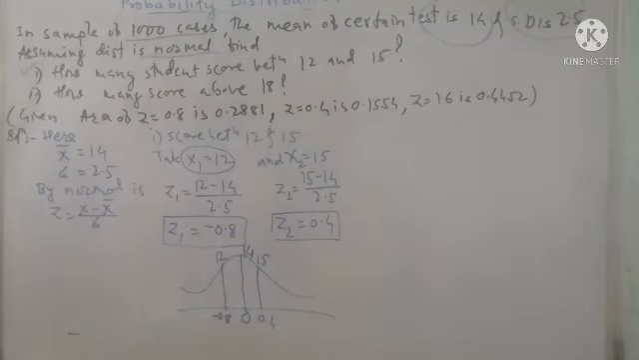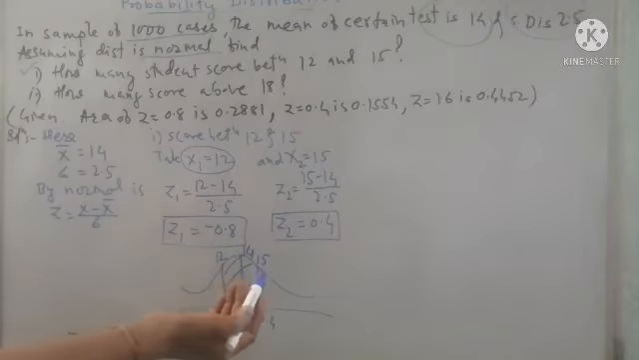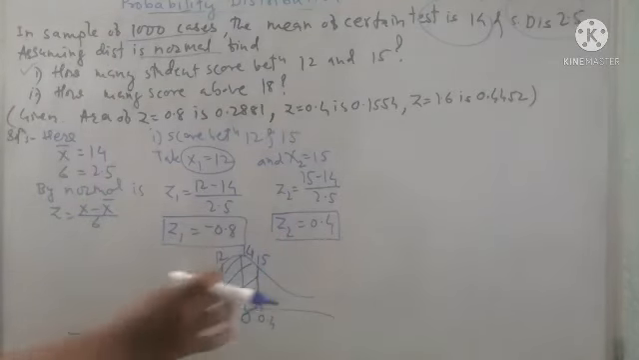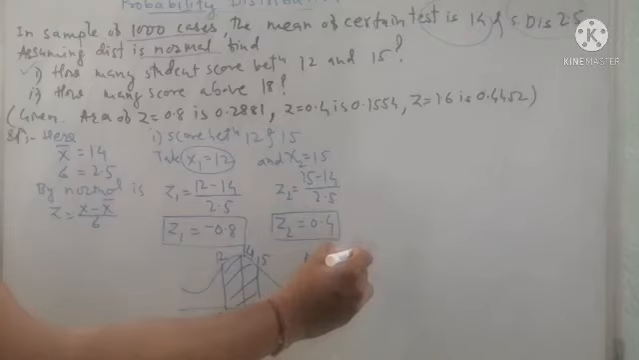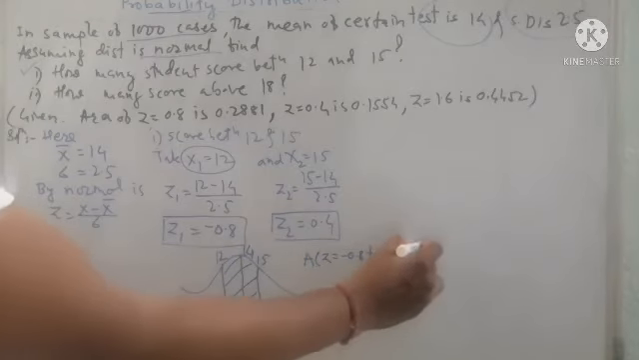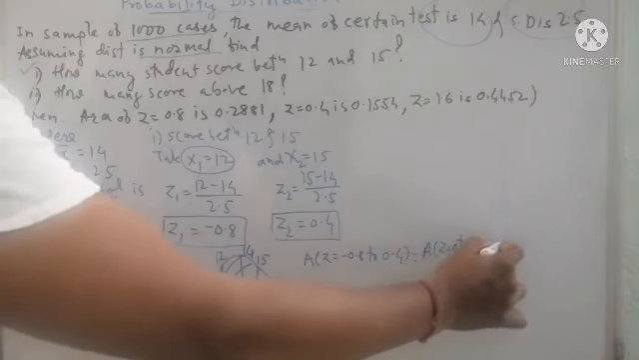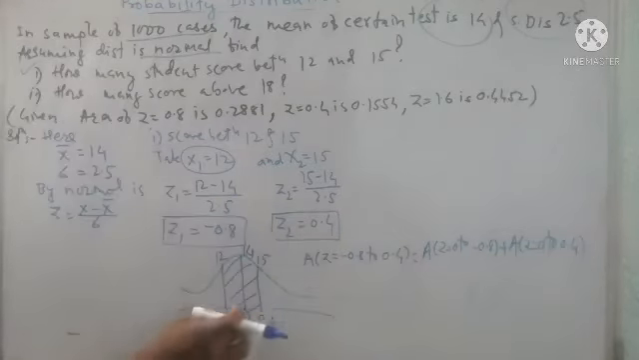Now we have to find the number of students scoring between 12 and 15, which is represented by this shaded area. The students getting a score more than 12 are on the right hand side, and those below 15 are on the left hand side, so that means this area. As this area is divided into two parts, the area from z equal to minus 0.8 to 0.4 is equal to the area from z equal to 0 to minus 0.8, plus the area from z equal to 0 to 0.4. Do you understand?